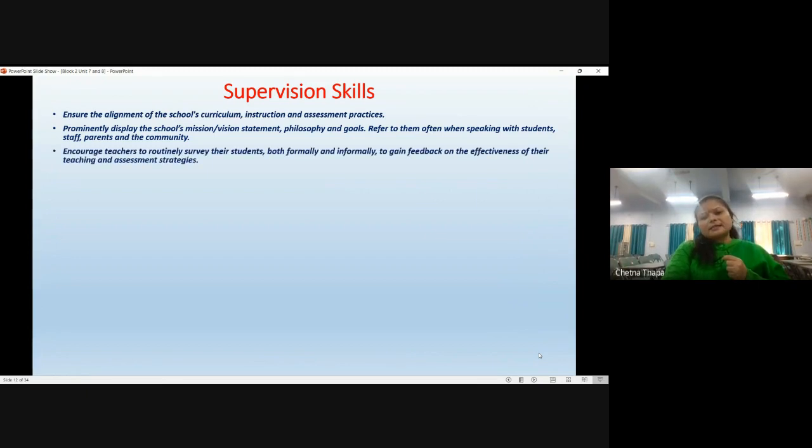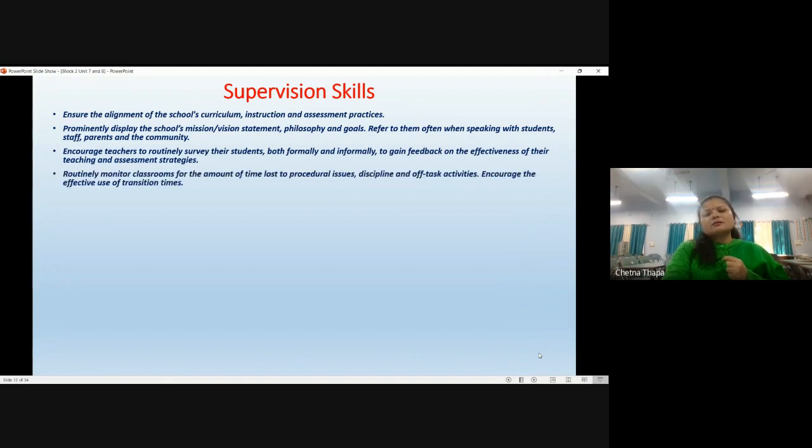Next, you should always encourage your teachers to routinely survey their students. That can be done formally and informally. That will give feedback on the effectiveness of their teaching and assessment strategies also. So that should be done on a continuous basis. You should always encourage them to talk to their students, formally or informally, so that they can get feedback on their teaching effectiveness.